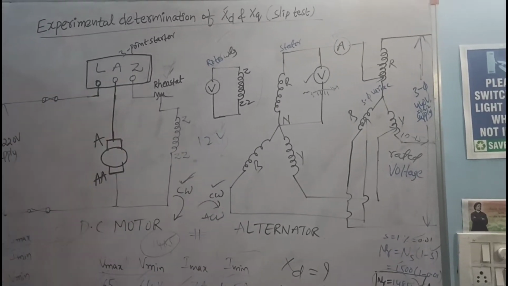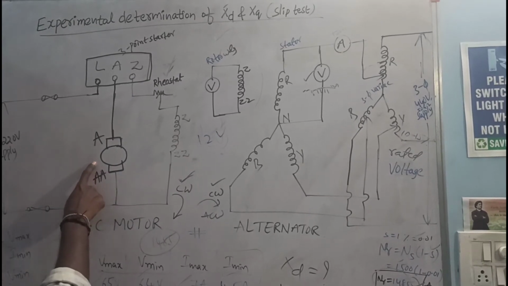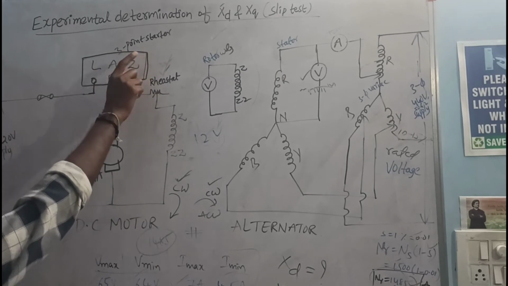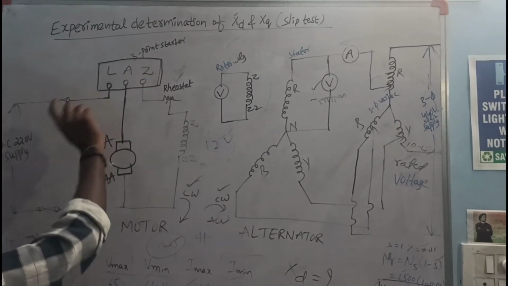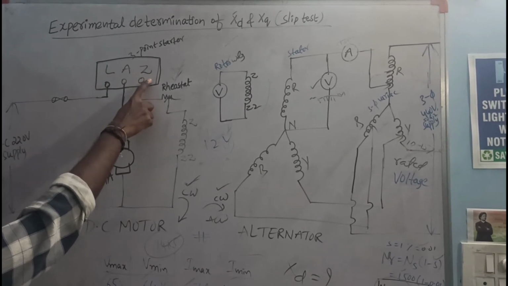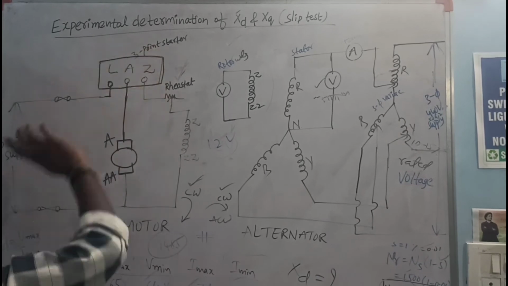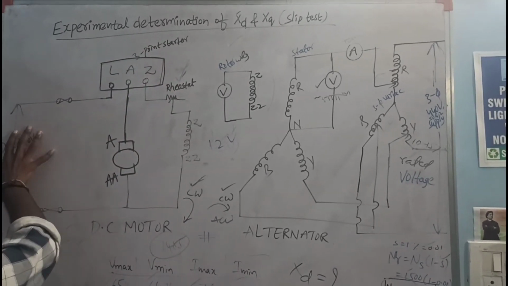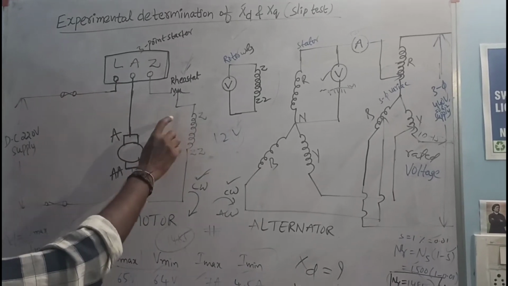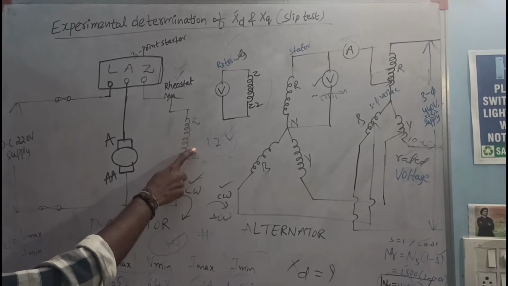The DC motor has two windings, as you know already: armature winding and field winding. This is the 3-point starter with L, A, Z. L means line, A means armature, Z means field. These are the 3 points, so that's why it is called a 3-point starter. Here the supply is given. These two are the fuses. Next, this is the rheostat. This is the armature winding. This is the field winding.